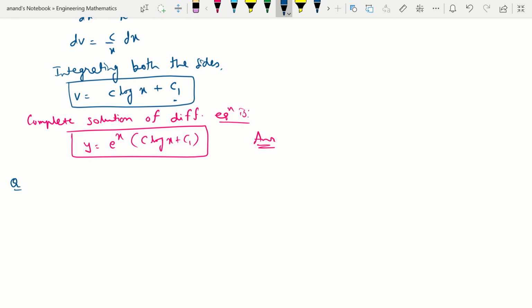Here the problem says we have to solve x² d²y/dx² − 2x(1 + x) dy/dx + 2(1 + x)y = x³.